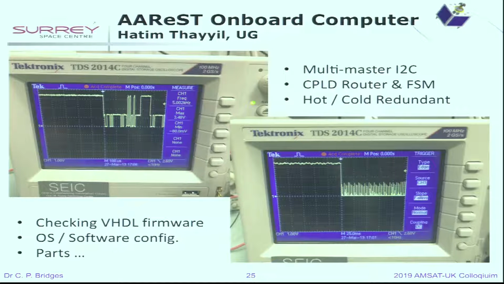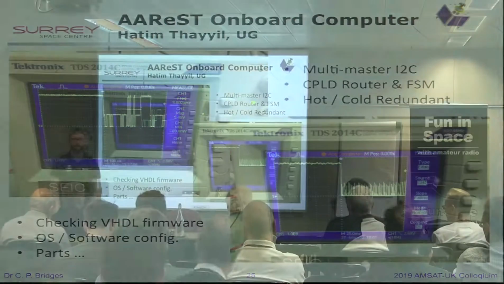And initially, really, we were just trying to figure out what was happening with the I2C bus, checking the VHDL firmware. That was getting pretty tight, and we were wondering whether or not there was a timing constraint that was missing, whether or not the operating system or the config had changed. As we remember, this is 2015, it's 2019. The OS has changed. The Raspberry Pi versions have changed. Whether or not there was something to do with that, or whether or not there was just a part that was wrong or a part that was broken.